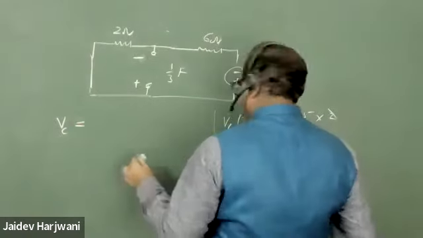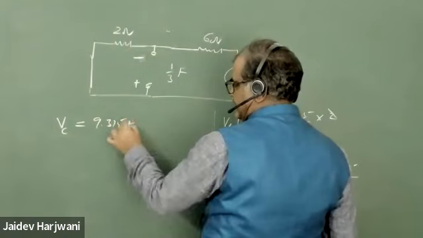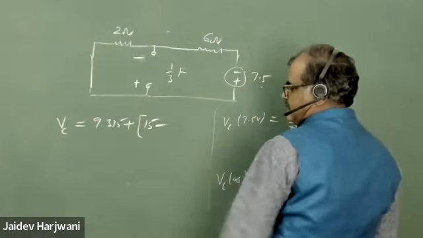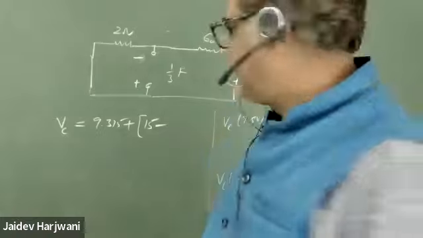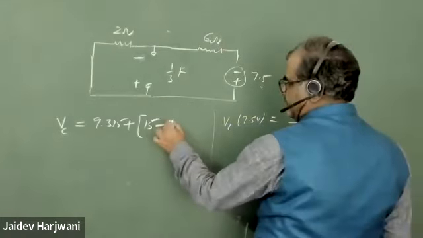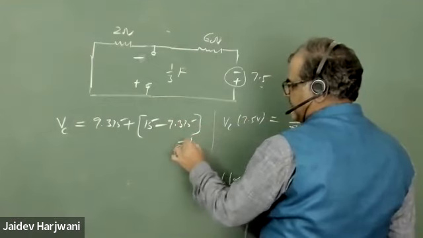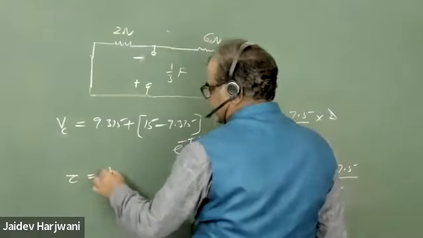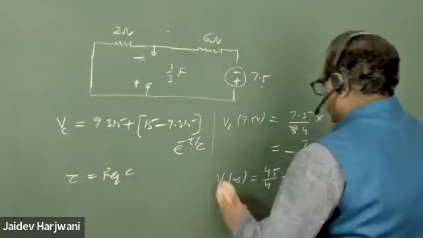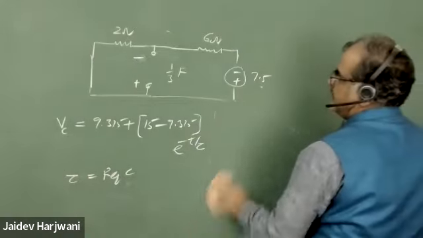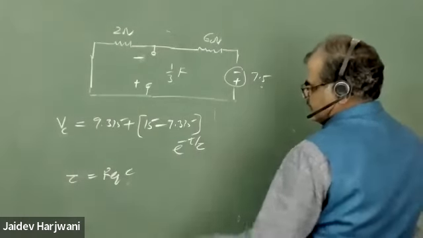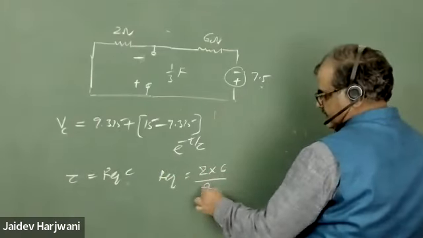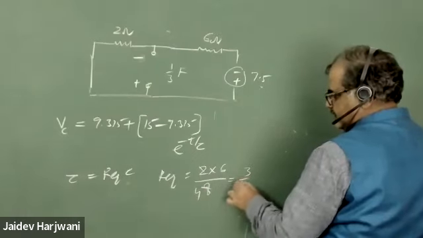Okay, so the formula is now, what formula you have to write: 9.375 plus, you have V naught, how much was it? 15 volt. 15 minus 9.375, e power minus t upon tau. Now tau you have to remember is R equivalent C, and your R equivalent in the circuit, both are parallel. So your R equivalent is 2 × 6/8, which is 3/2.